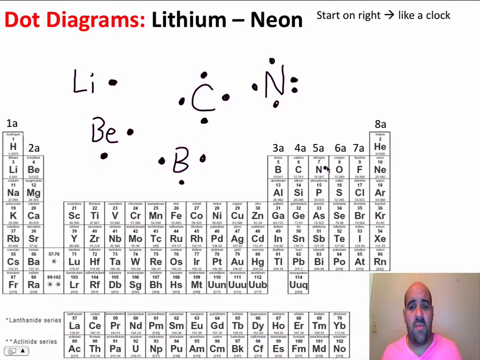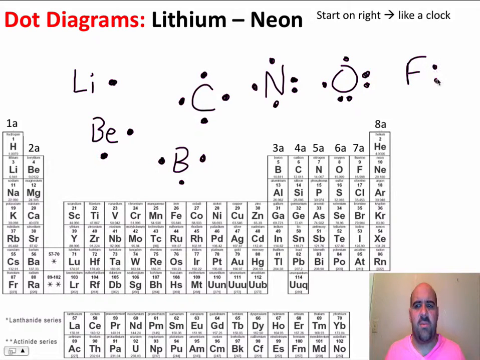And as we go on, we're going to do the same thing. We're going to keep doubling up. So oxygen has 6 valence electrons. 1, 2, 3, 4, 5. Doubled up again. 6.